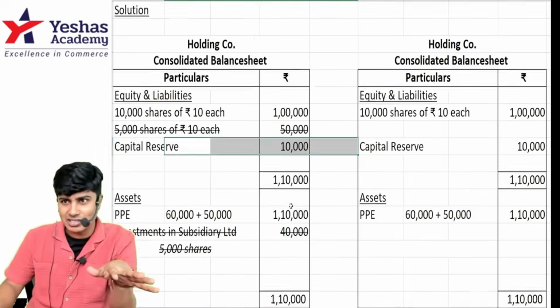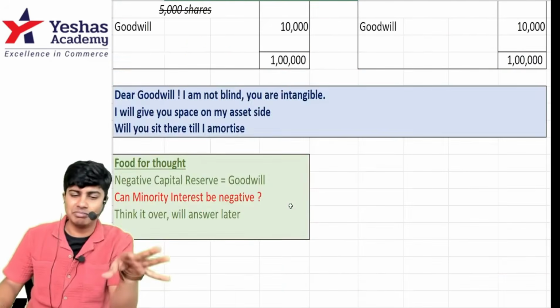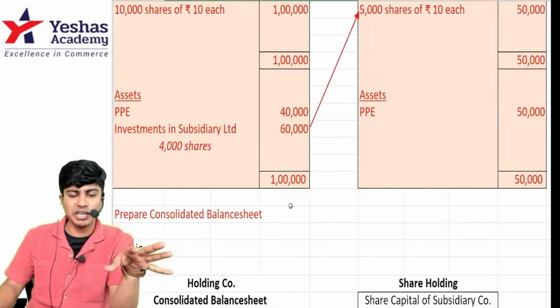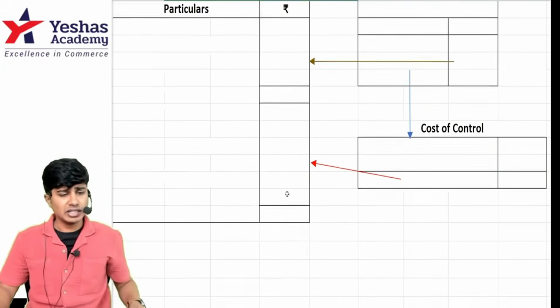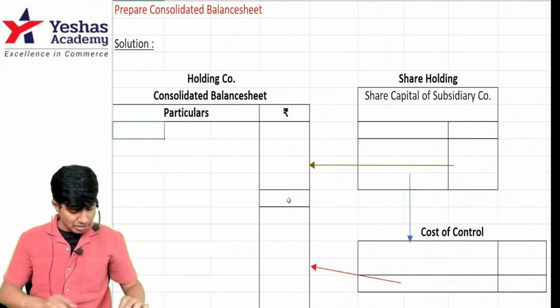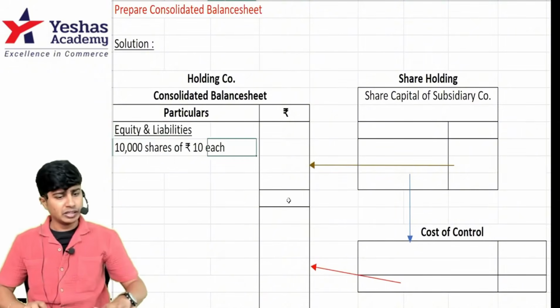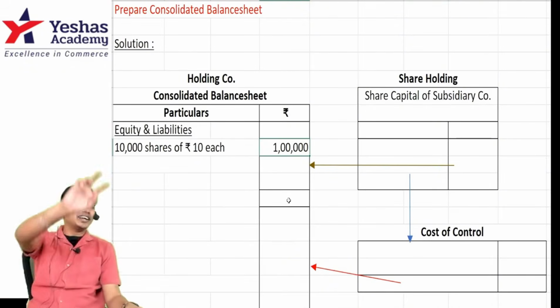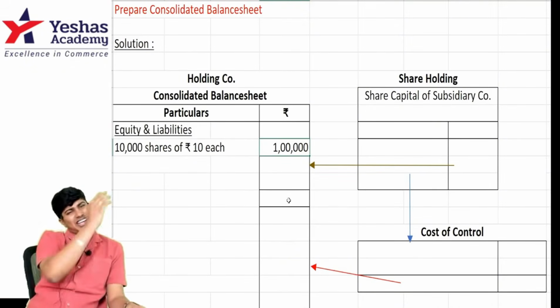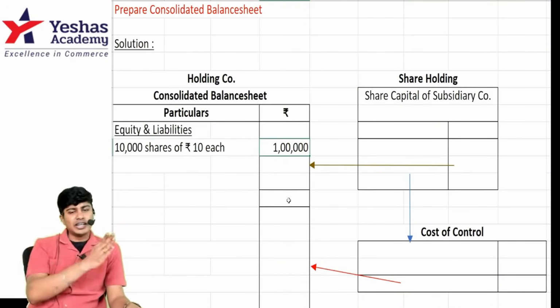But the logic is this. We will do it step by step in detail. Are you with me? Yes, sir. Can I do AQ5? Yes, sir. Very good. First, let me write my share capital. How much is my share capital? 10,000 shares of rupees 10 each, 1 lakh. I will not write the subsidiary share capital in my balance sheet. Anyway, I would have to scratch it, so I'll write it outside.